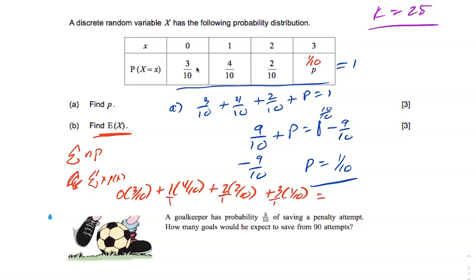So if I add those all up, I'm going to get what? 4/10 plus 4/10 plus 3/10. So I get a total of 11 over 10, or 1.1. So my expected value for this probability distribution is 1.1.